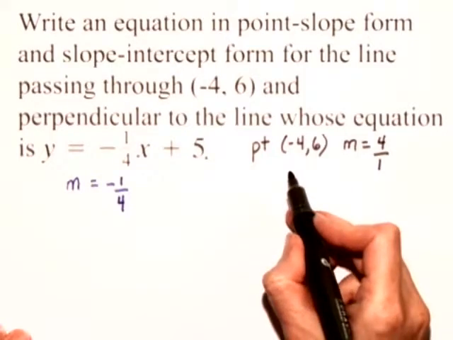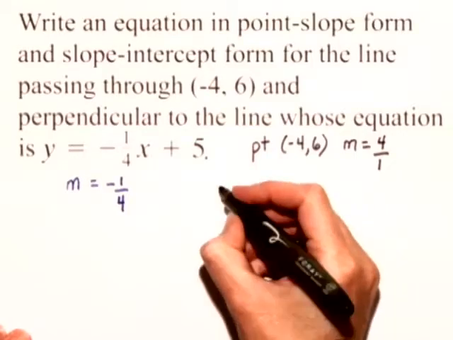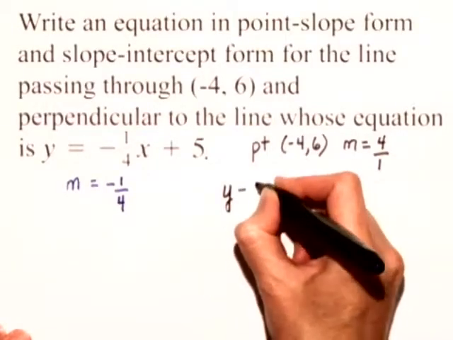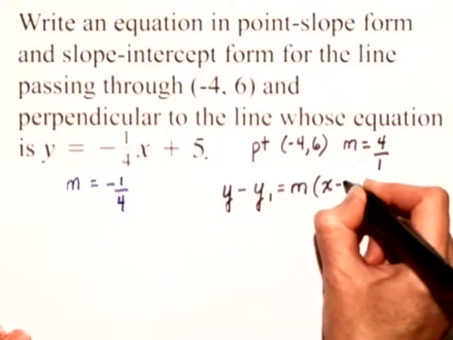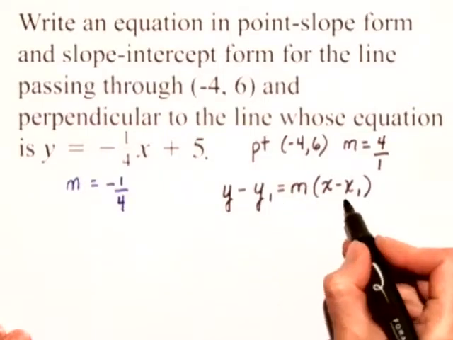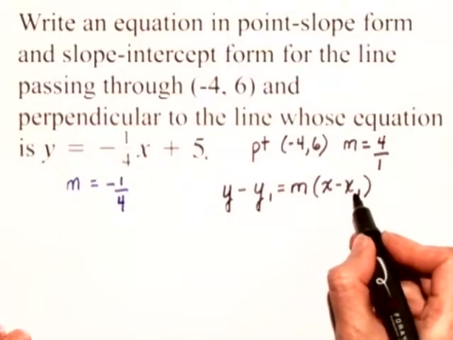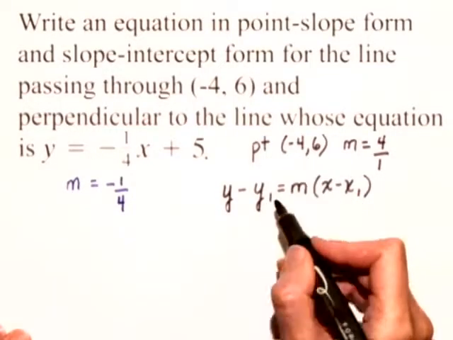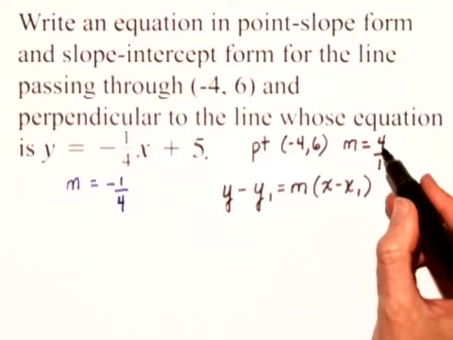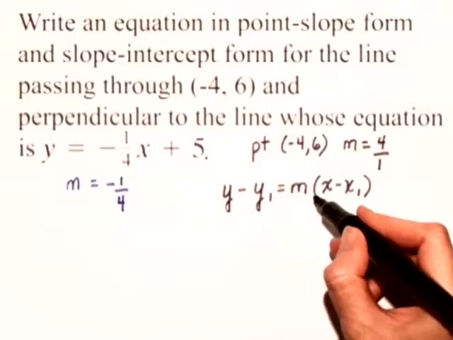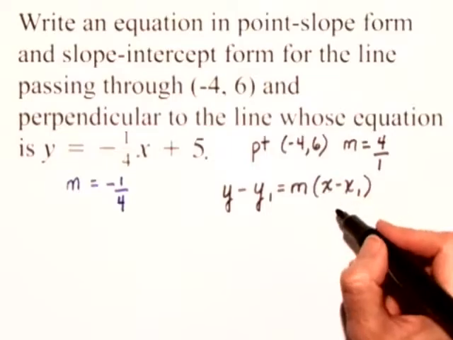So now we can use this point and the slope that we want to use to come up with the equation of our line. So here we go. y minus y sub 1 is equal to slope times the quantity x minus x sub 1. This is the point-slope form. Let's substitute our slope in for m, and the x sub 1, y sub 1, we'll substitute our point in. So we'll substitute the 4 in where we see the m in the equation, and for the x sub 1, y sub 1, we'll substitute our point, (-4, 6).